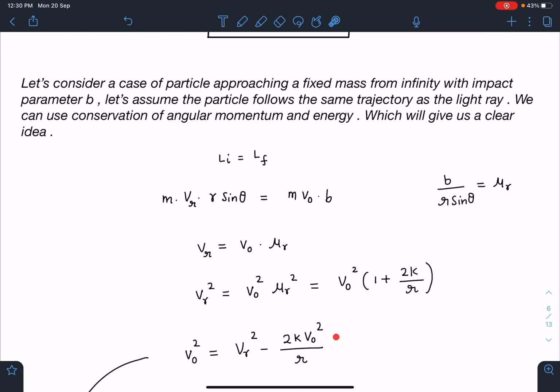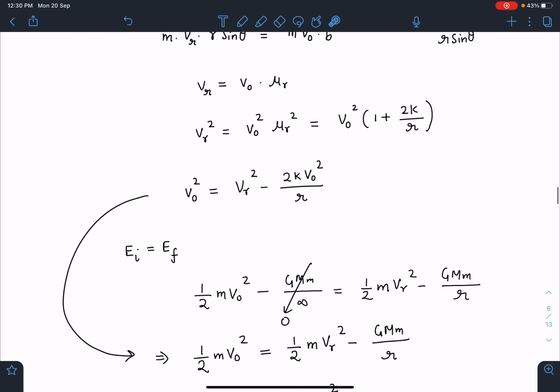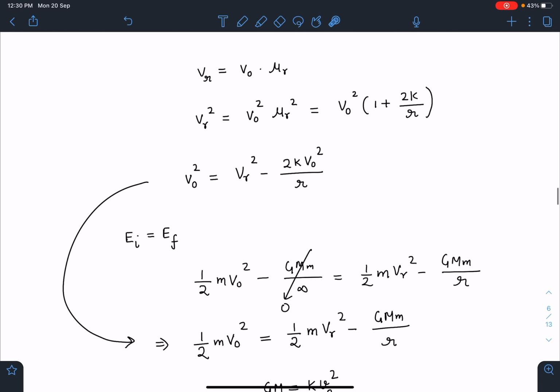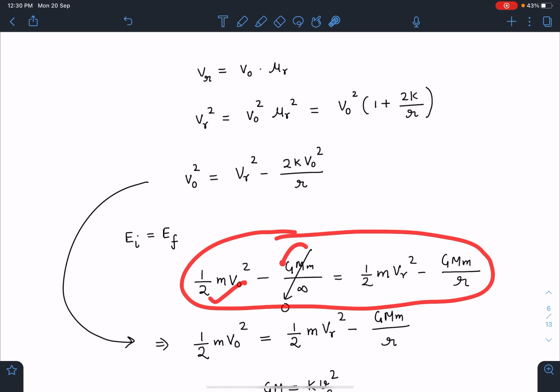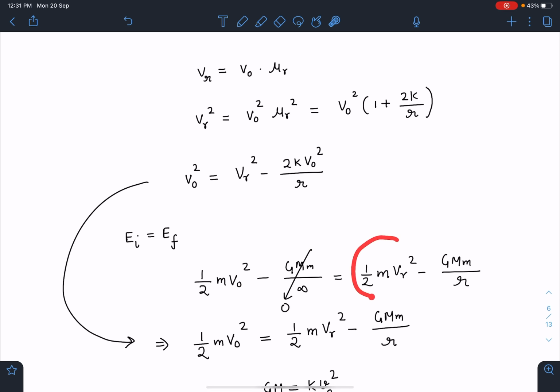If you think about it, this is nothing but the energy conservation equation in gravitation. If I bring this half here and multiply with mass m, and apply energy conservation: initially half m v naught square, distance is infinity, and finally at a distance of r, velocity is v r, so half m v r square, and potential energy will become minus G M m by r. Now m gets cancelled, and this is the final equation we are going to get.